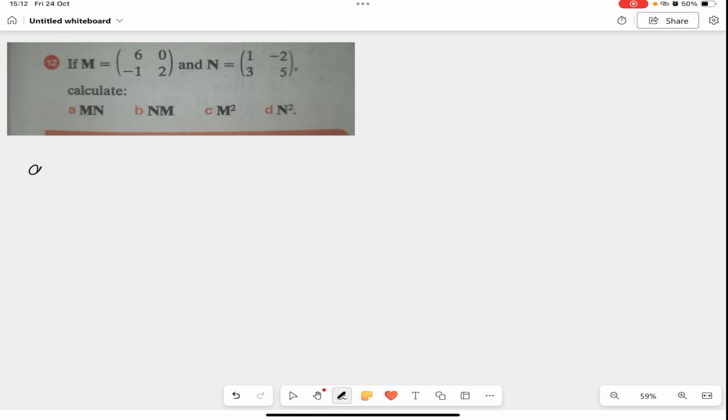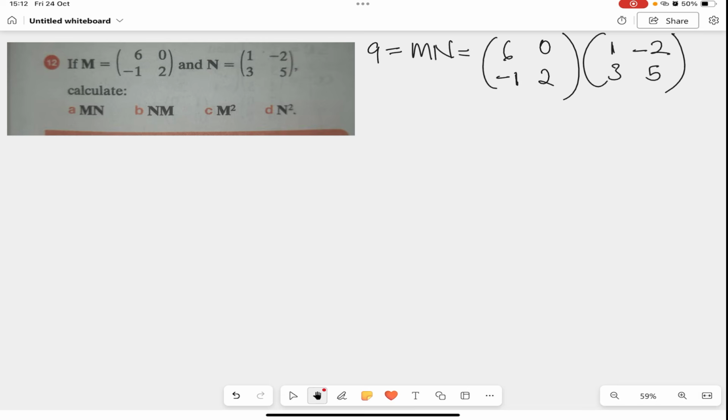Solving question A, we have MN equal to the matrix 6, minus 1, 0, 2 times the matrix 1, 3, minus 2, 5. This is what we have, and I'm going to multiply it row to column just like I said. So we'll do 6, which is the first row. This is our first row, this is our first column. So we'll do 6 times 1.